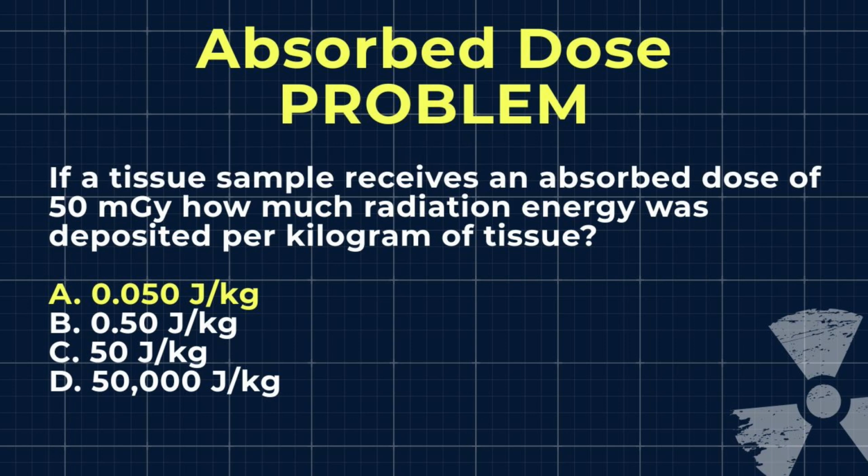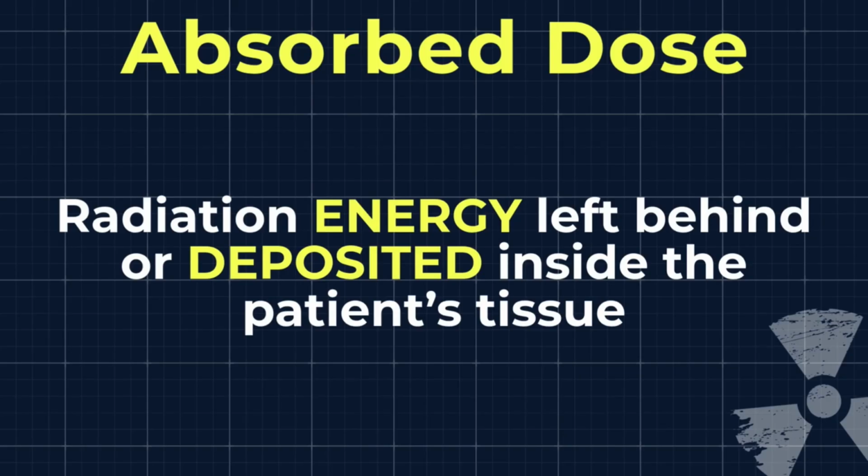joules per kilogram. So to summarize, absorbed dose does not simply tell us that radiation was traveling toward the patient and made contact with them. It tells us that radiation energy was actually left behind or deposited inside the patient's tissue.